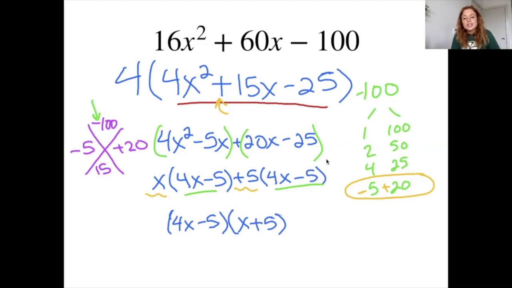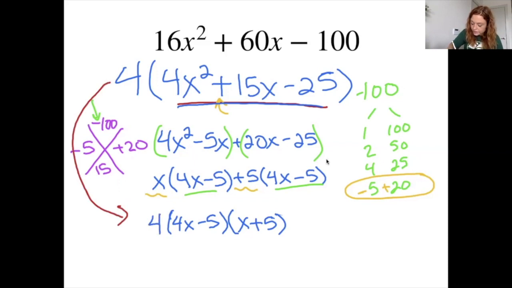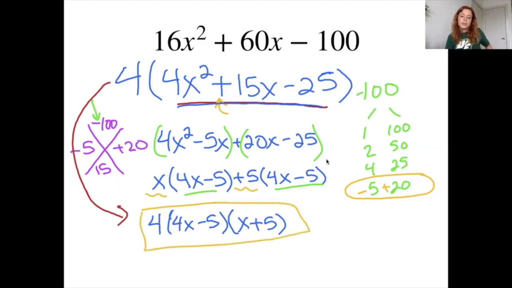So we actually have that 4, that multiple of 4 up at the top. Once we get to the factored form of this inside polynomial, then we have to bring that 4 back down. So this 4 right here, we need to bring him back down here. So your final answer would be 4 times 4x minus 5 times x plus 5. So just bring that 4 down at the end.